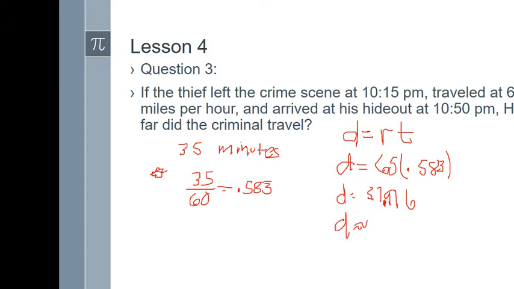Since it's 37.91, I'm going to round it to the nearest mile, in my case, and call it 38 miles. All right, so the key here is knowing that you needed to change those minutes into hours and then multiply it by the speed to figure out the distance.